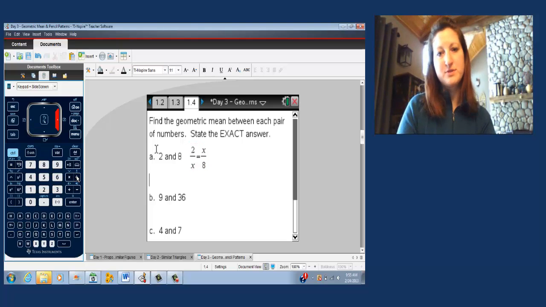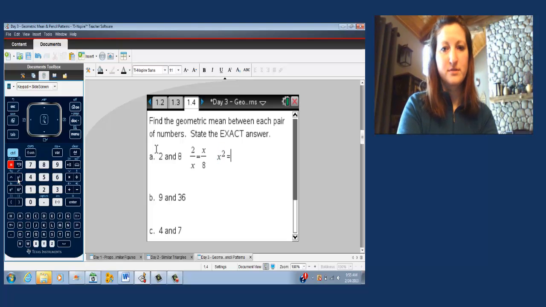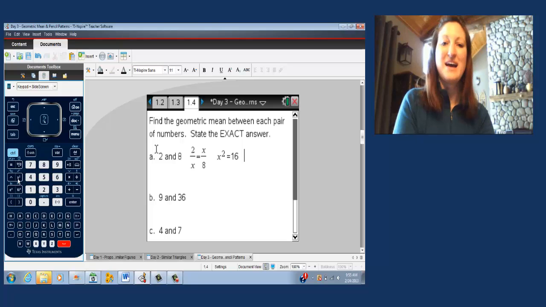and then we would cross multiply. When we cross multiply here, we end up getting X squared equals 16, and if we take the square root of both sides, we end up getting X equals 4.